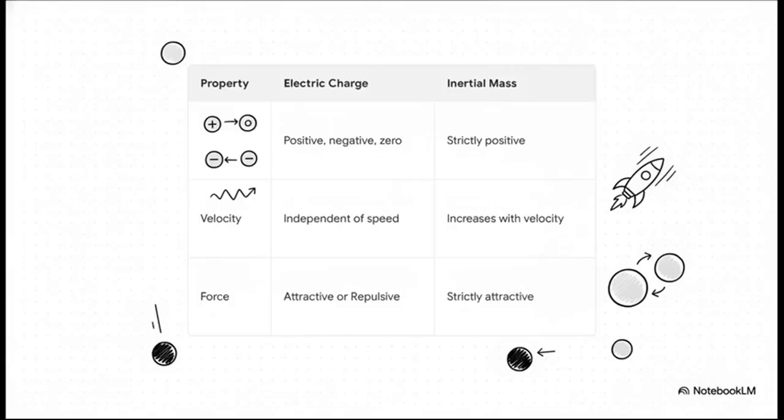It's kind of fascinating to contrast charge with a concept you already know really well, mass. Einstein's relativity tells us a body's inertial mass actually increases with its velocity, right? But electric charge, it's relativistically invariant. That means an electron's charge literally never changes, no matter how incredibly fast it travels. Plus, while mass only ever exerts an attractive force, charge, depending on its polarity, can either attract or violently repel.